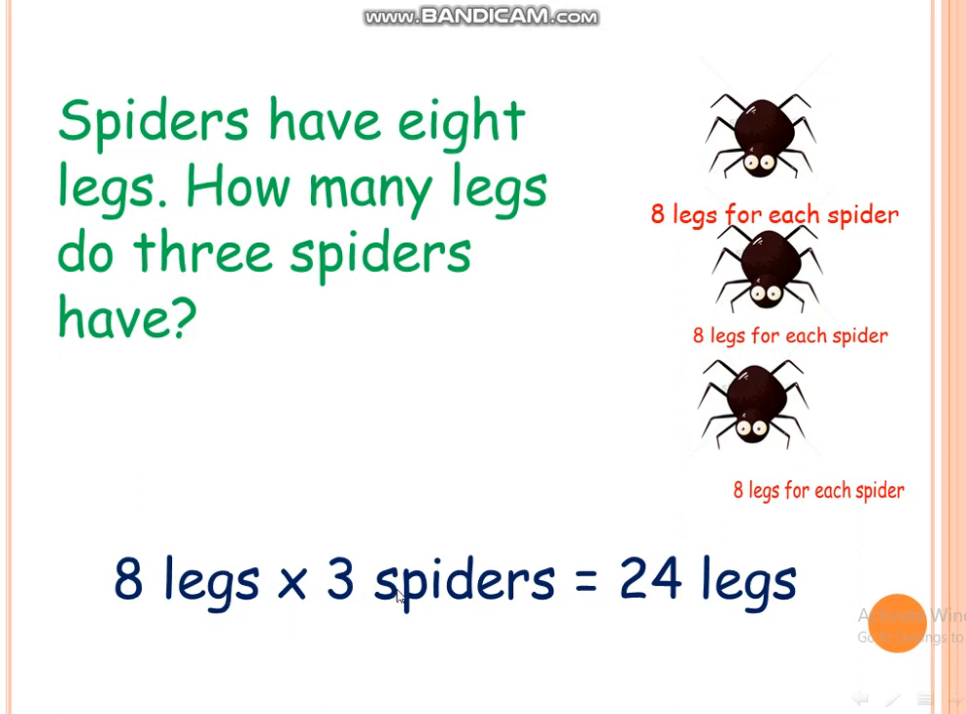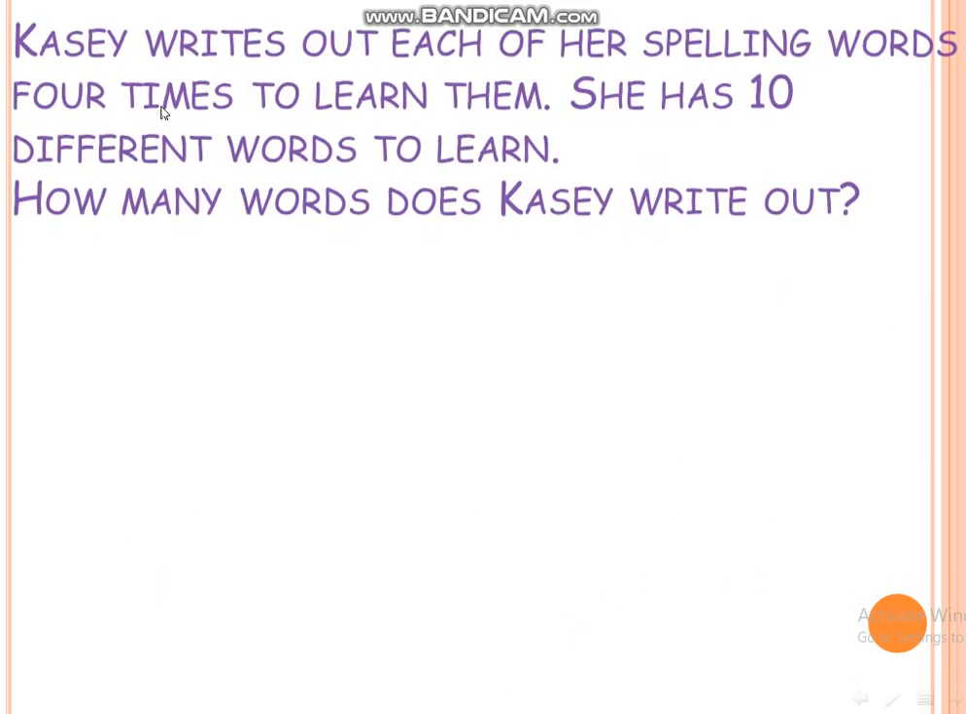8 legs multiplied by 3 spiders equals 24 legs. Well, in fact, addition is easy as well, but multiplication is faster here. Okay, so for 3 spiders, there are 24 legs. Next question.